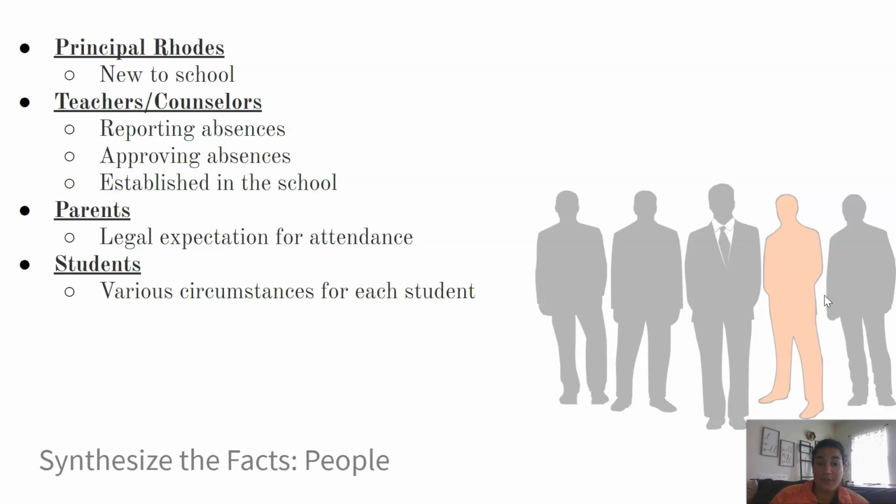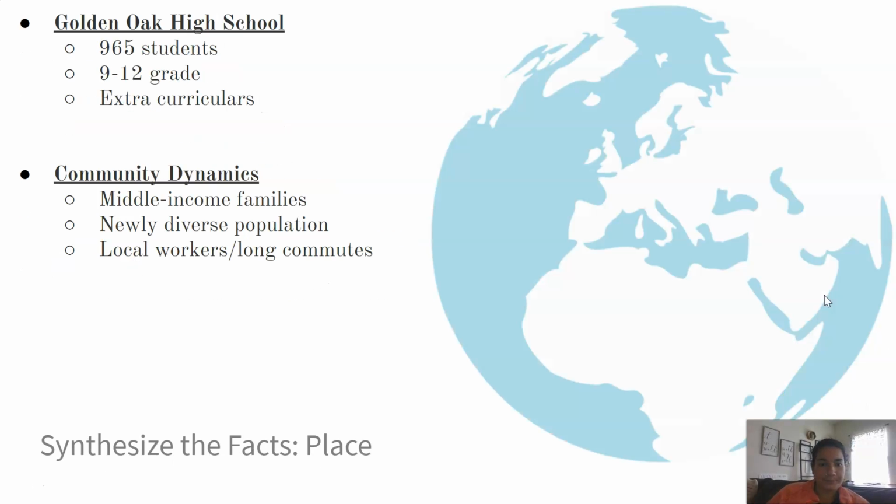The parents are involved. There is a legal expectation for them to not only attend school, but parents want that communication with the school of like, hey, what's happening? My kid's not attending. What's happening with their grades? Things like that. And then obviously the students are involved. There is a variety of circumstances for each one of these students. Maybe some argument for excusing these absences, maybe some argument to not, but ultimately the students are the ones being affected by the teachers and the administration not doing their job with attendance.